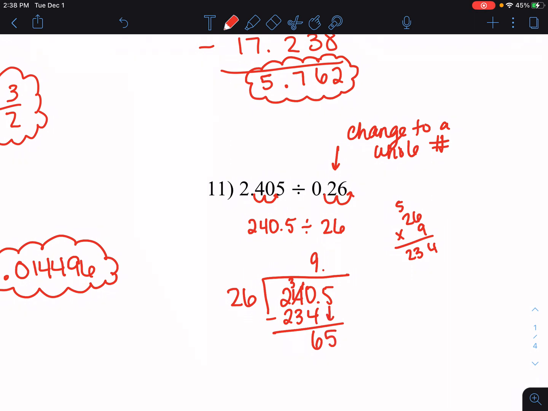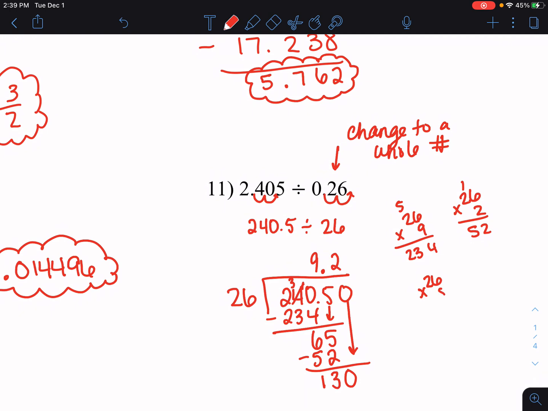Now when I bring down the 5, I'm on the other side of the decimal. So I have to put a decimal on top of my division sign. And I want to know how many times 26 goes into 65. I think it's only twice. Yes, because 3 times would be too big. So it's going to be 52. And I get 13, and I'm going to bring down a 0.